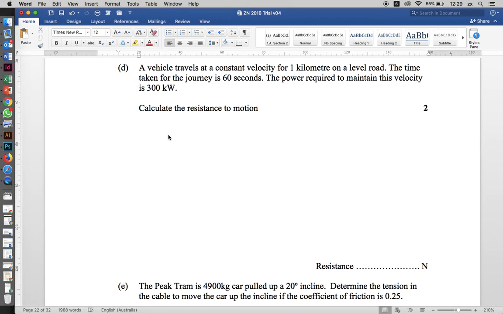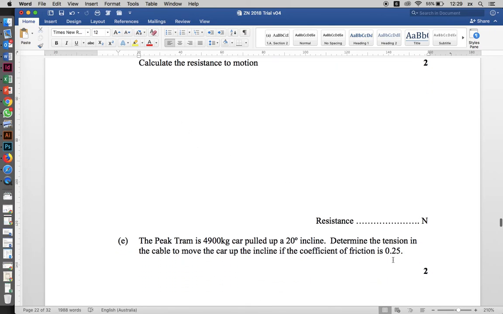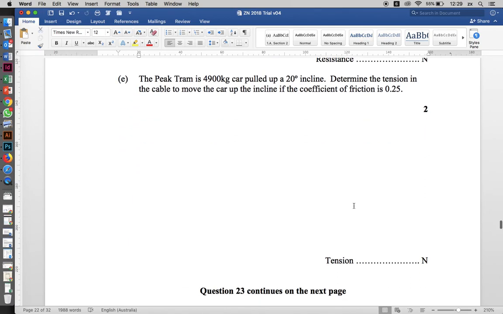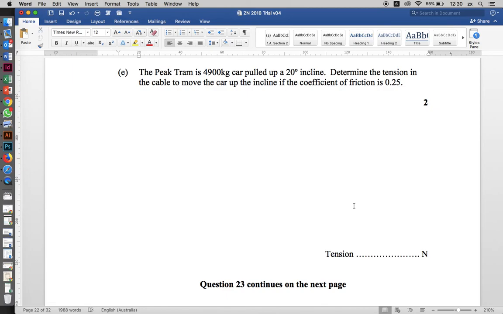So 300,000 times 1,000 divided by 60 gives us our answer. That'll give us an answer in newtons, so leave your answer in newtons. Okay, E, the Peak Tram, which is in Hong Kong, I wrote this after my holiday in Hong Kong.